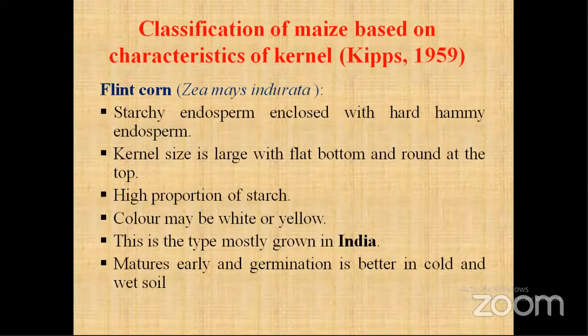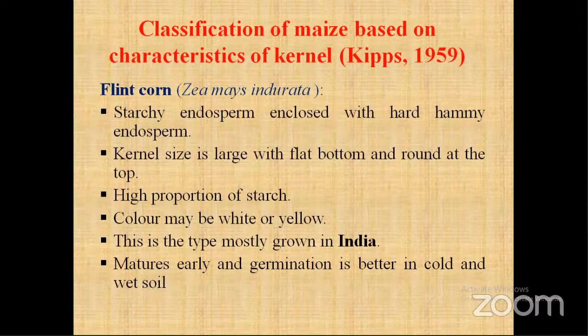Here we can see the classification of maize. This classification was given by scientist Kempton in the year 1959, based on characteristics of the kernel. Kernel is nothing but the maize grain. First one is flint corn, scientific name Zea mays indurata. This one consists of starchy endosperm enclosed by hard endosperm.